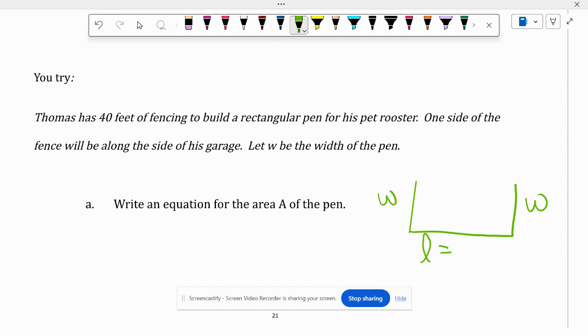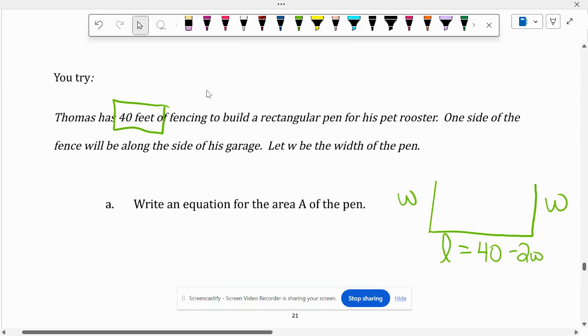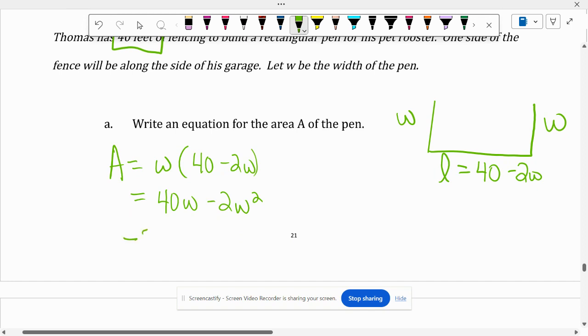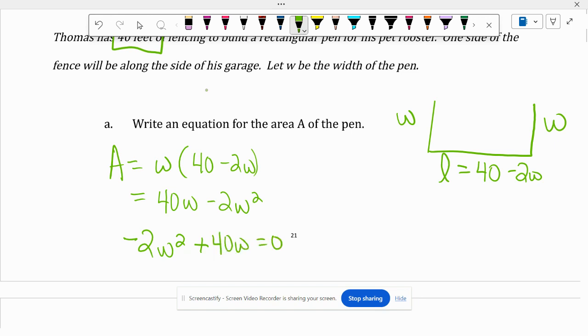How much total fencing do I have? How many W's do you see up there? Okay. So 40 minus 2W. It says write an equation for the area of the pen. Well, the area equals the width times 40 minus 2W. So 40W minus 2W squared. We can put it in standard form, negative 2W squared plus 40W equals 0.